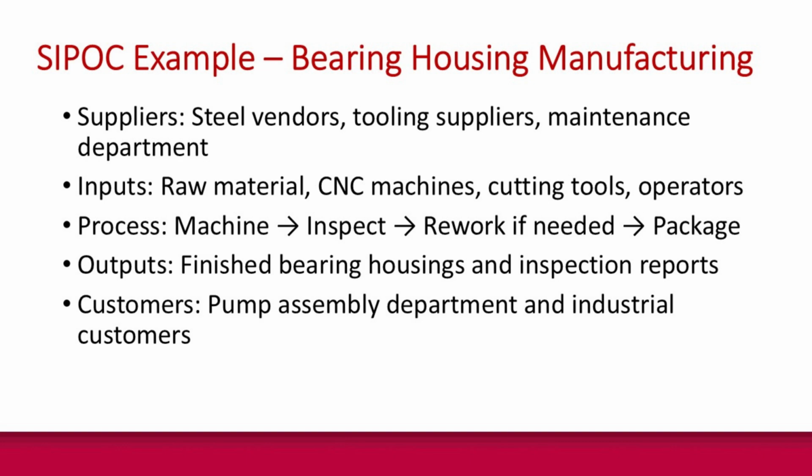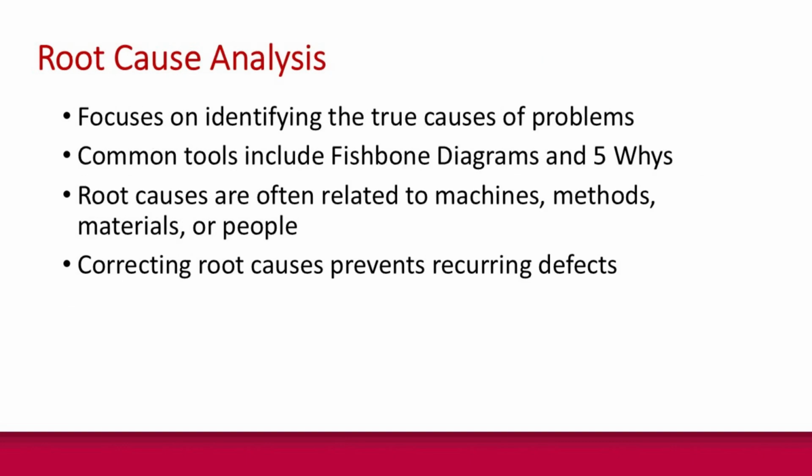Root cause analysis is a systematic approach used to identify the true underlying causes of problems rather than simply treating the symptoms. In quality engineering and Lean Six Sigma, the goal is not just to fix a defect once, but to understand why the defect occurred in the first place so it does not continue happening.